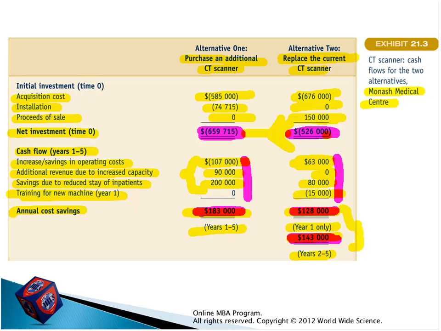In the first project it is only 183,000. So we can say that the second project, alternative 2, where we replace the current scanner, is the best project compared to the first one. Because first, the investment cost is lesser than the first one. It's only 526,000. And as well, the cost savings or profits are higher than the first one, because it totals 271,000, which is more than 183,000, right? So you just compare these three figures.